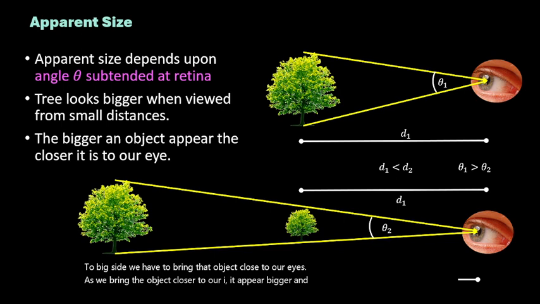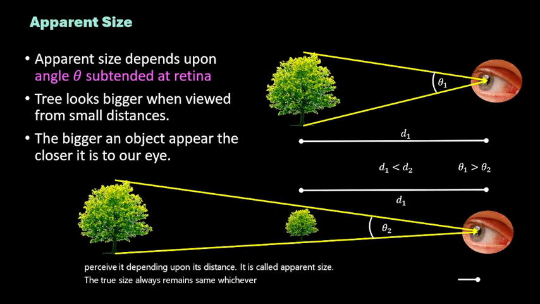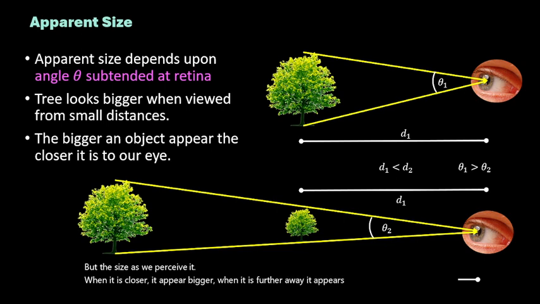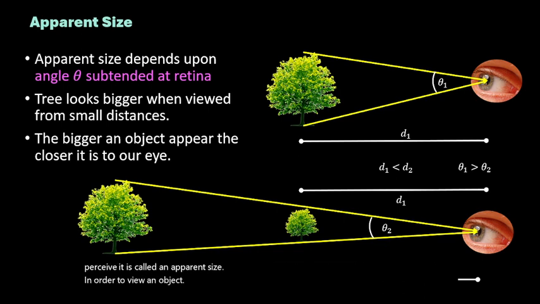The size of an object as we perceive it, depending upon its distance, is called apparent size. The true size always remains the same, whichever distance an object is present. But the size as we perceive it, when it is closer it appears bigger, when it is further away it appears smaller. The size as we perceive it is called an apparent size. In order to view an object bigger and bigger, we have to bring it closer and closer to our eyes.